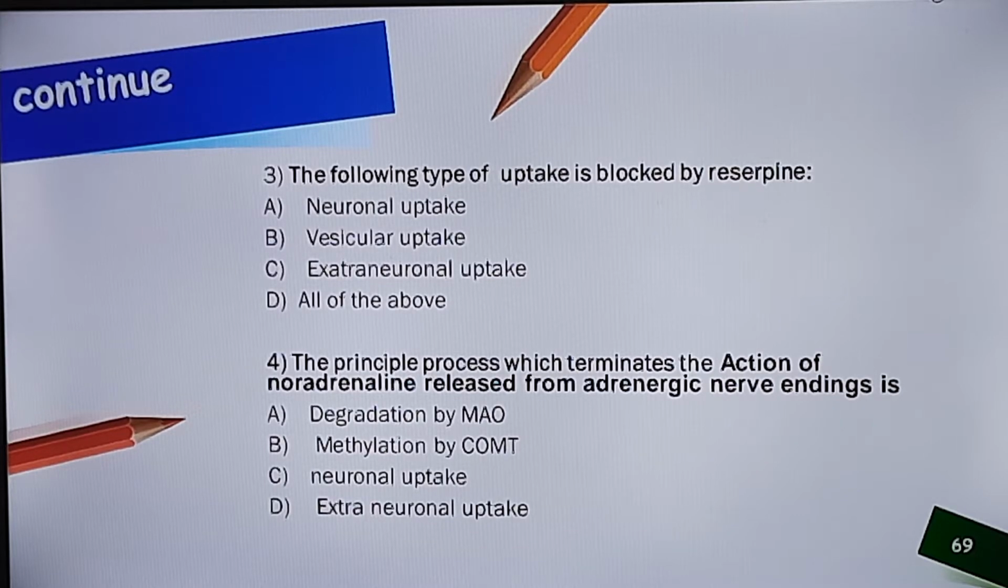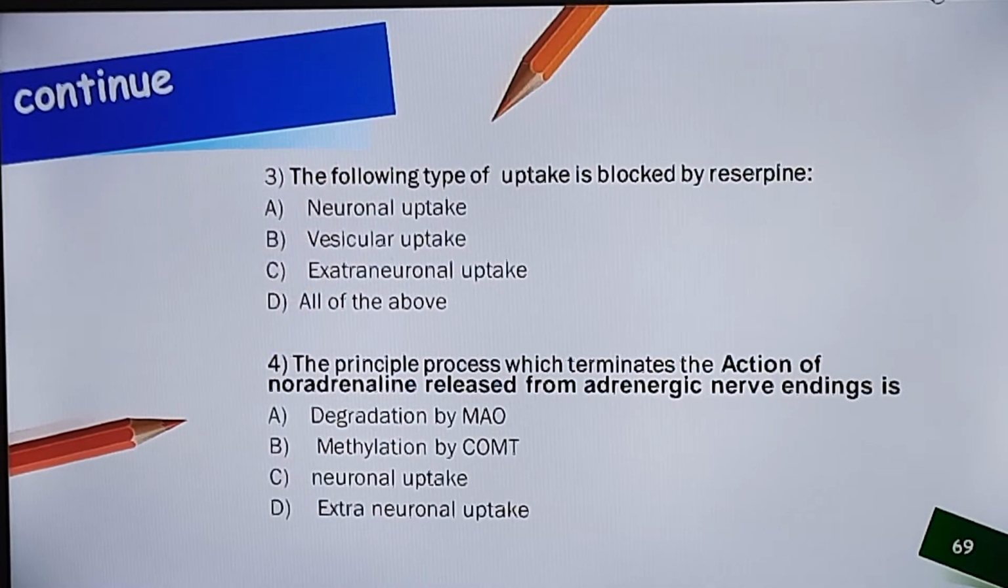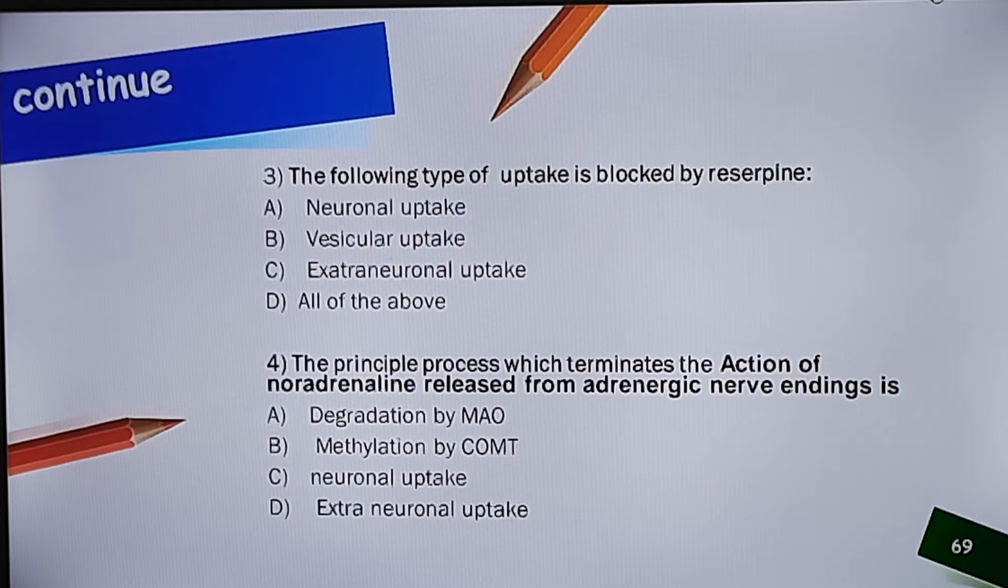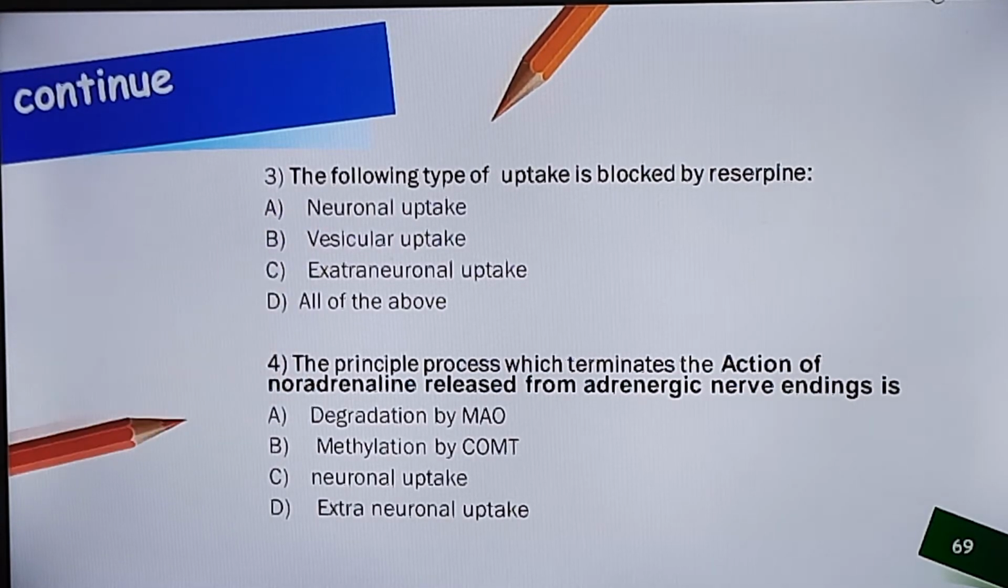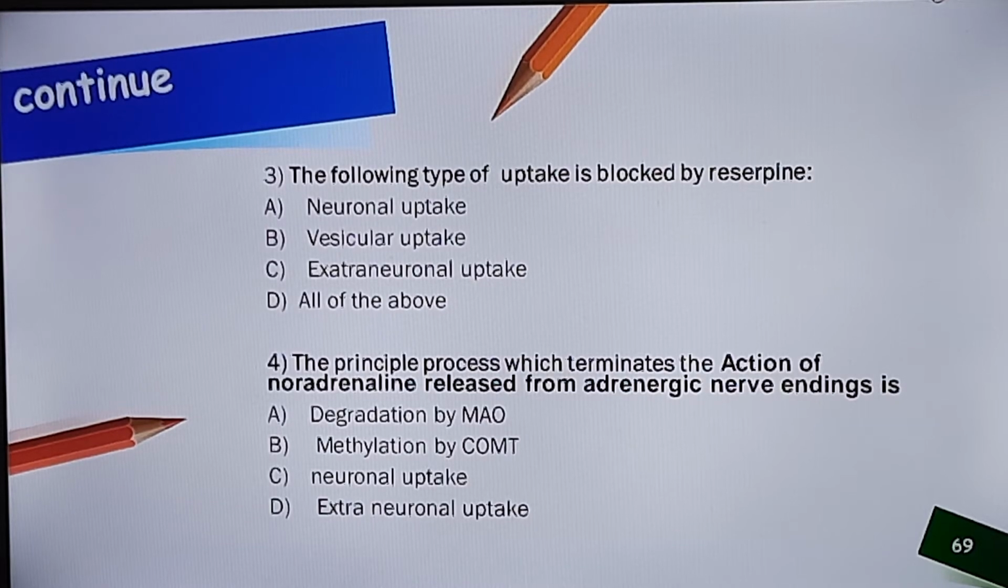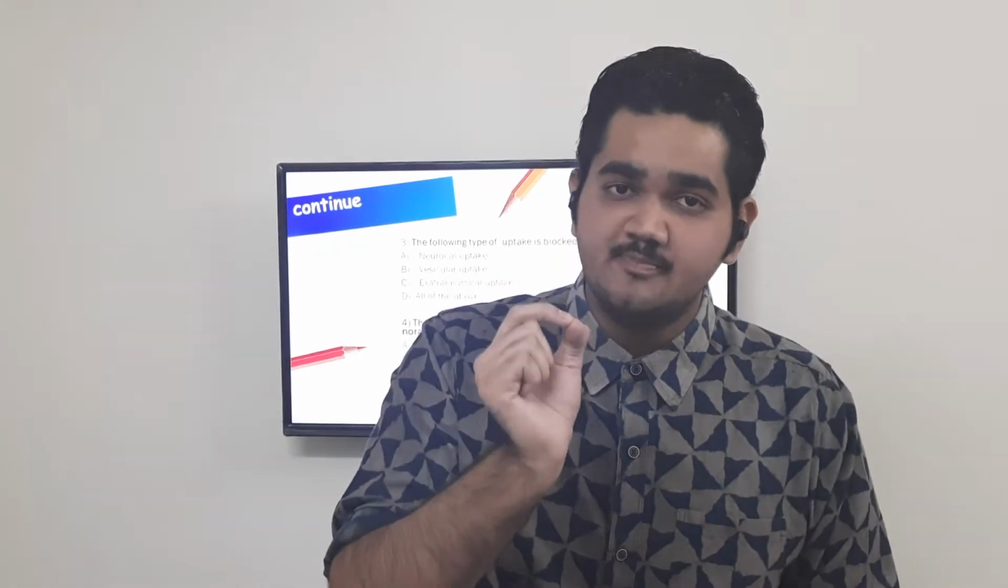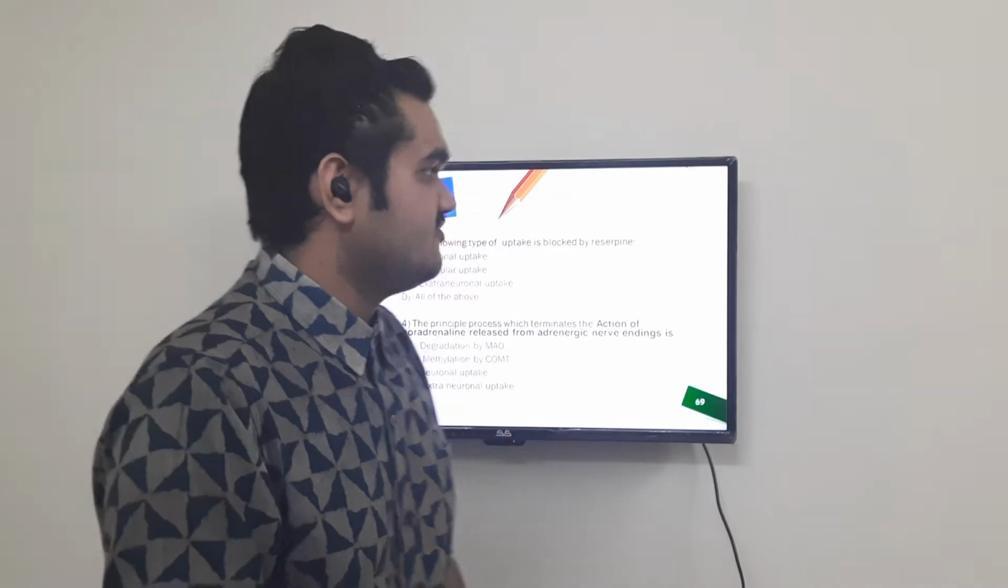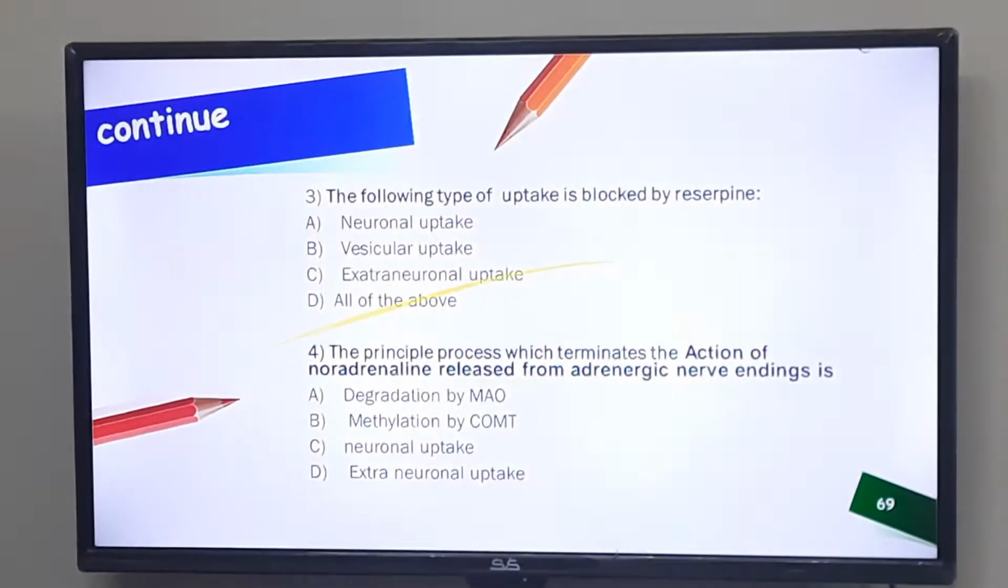Now let's move on to the third question. The following type of uptake is blocked by reserpine. Our options are neuronal uptake, vesicular uptake, extraneuronal uptake, and option D is all of the above. Now to understand this particular question, we need to understand the mechanism of action of our reserpine. So we will understand this with the help of a figure.